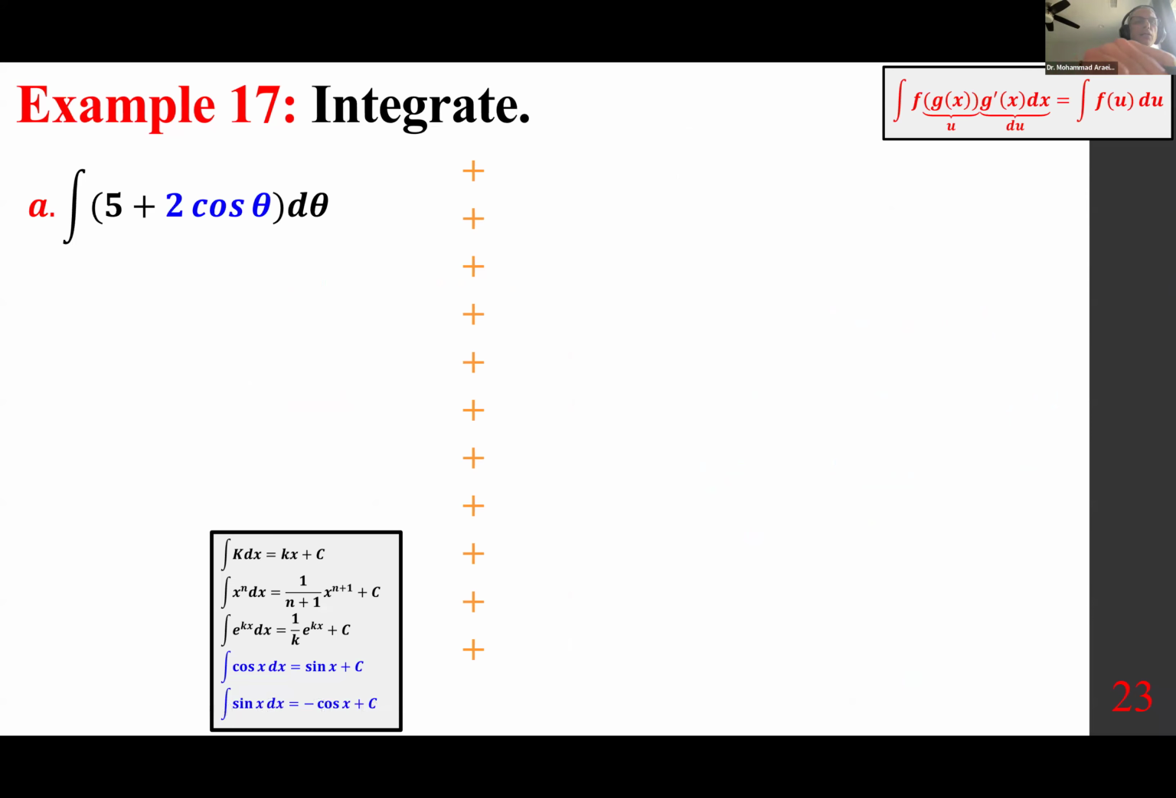All right, let's continue. When we look at d theta, that means the answer for 5 must be 5 theta when you integrate. Cosine, the derivative is negative sine. The integral is positive. Okay, so we are going to write plus 2 sine theta and a constant.